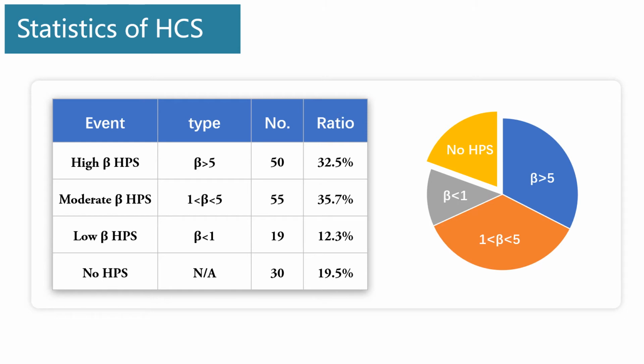For the 154 events, no clear HPS signatures are found for 30 events. And according to the averaged plasma beta during the HPS, the rest events can be further divided into 3 categories: 50 events with a high beta HPS, 55 events with a moderate beta HPS, and 19 events with a low beta HPS.